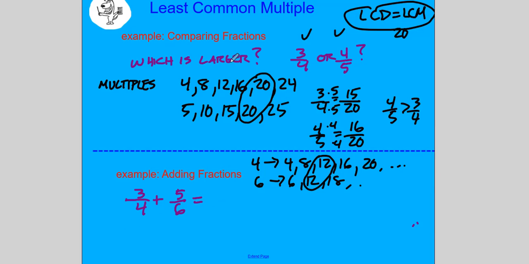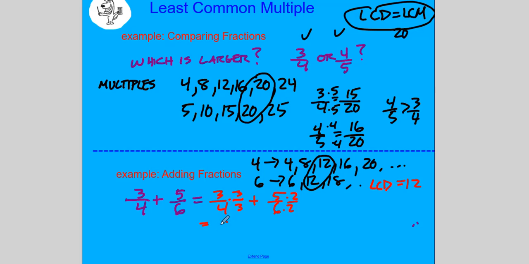So in this problem, I'm going to say, okay, 3/4, well, my least common multiple or denominator has got to be 12. So what do I need to multiply 4 by to get 12? I need to multiply it by 3, so I need to multiply by 3 over 3, and remember 3 over 3 is just 1, so we're not changing the value of the fraction. Then for 5/6, to get 12 out of 6, I need to multiply by 2, so I multiply the top and bottom, the numerator and denominator, by 2, which is 2 over 2, which is equivalent to 1, so it's not changing the actual value or size of the fraction.